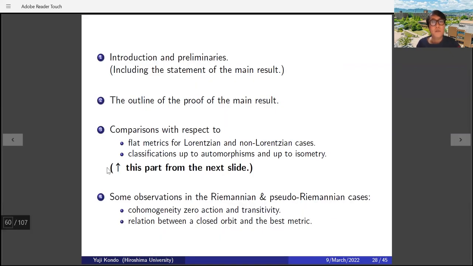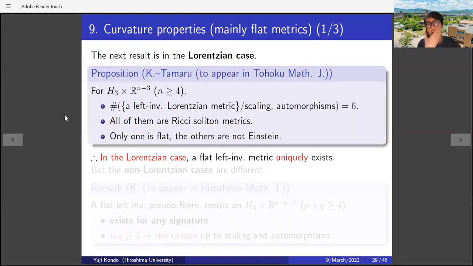Okay, so let's move on to the third part. First of all, curvature properties, mainly flat metrics. The next result is in the Lorentz case. For this Lie group, there are exactly six left-invariant Lorentz metrics up to scaling and automorphisms. And all of them are Ricci solitons. And only one is a flat metric, but the other five metrics are not Einstein.